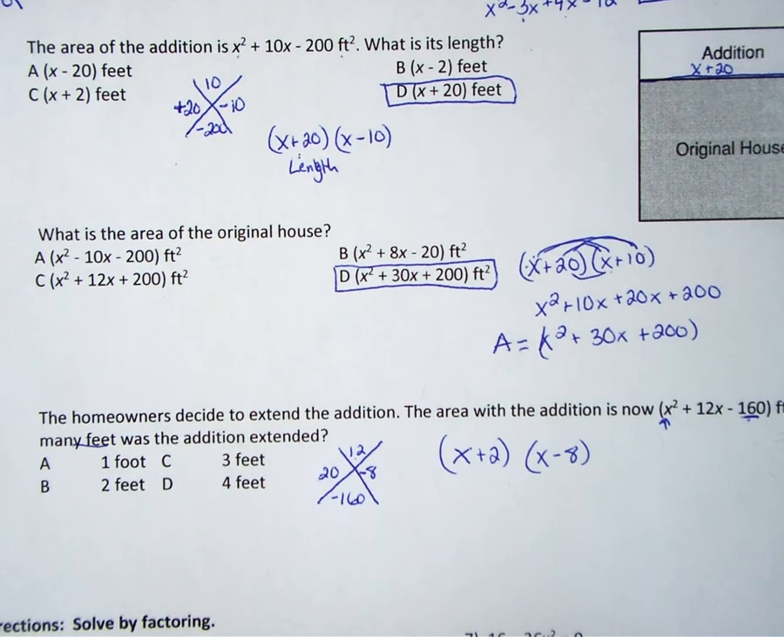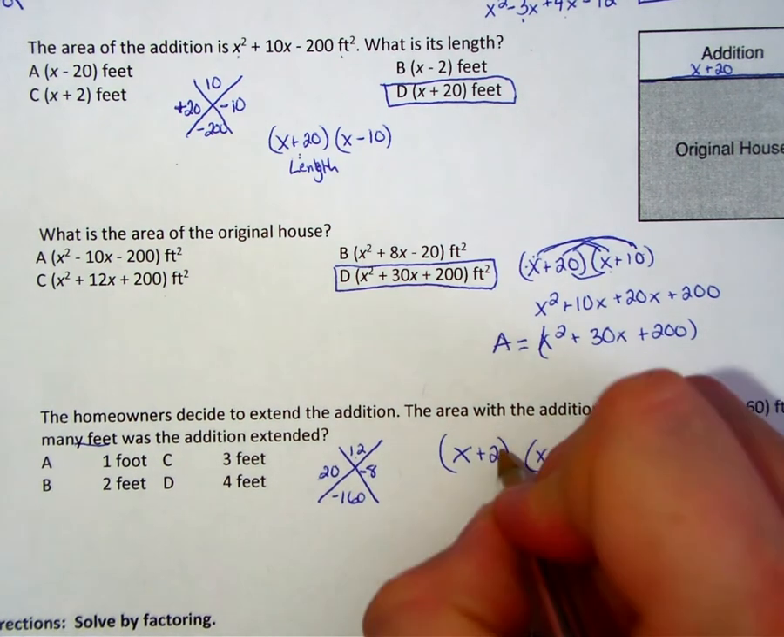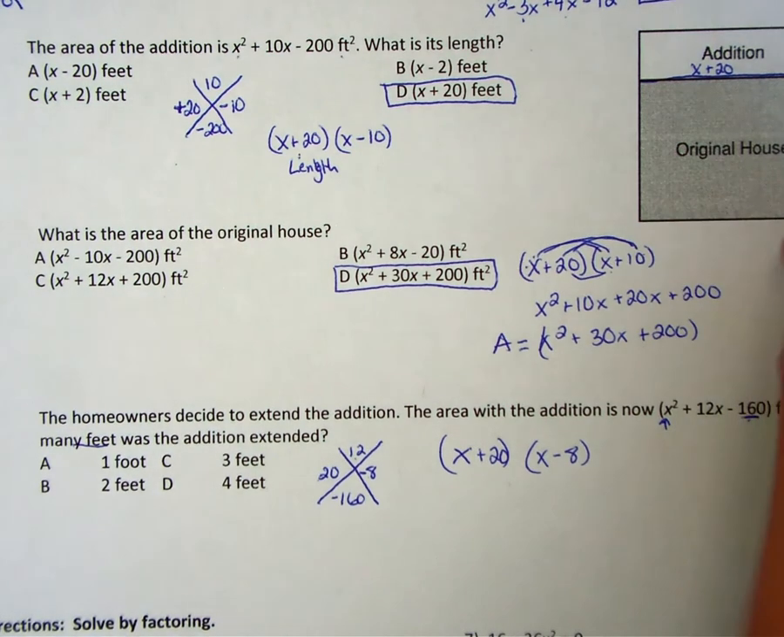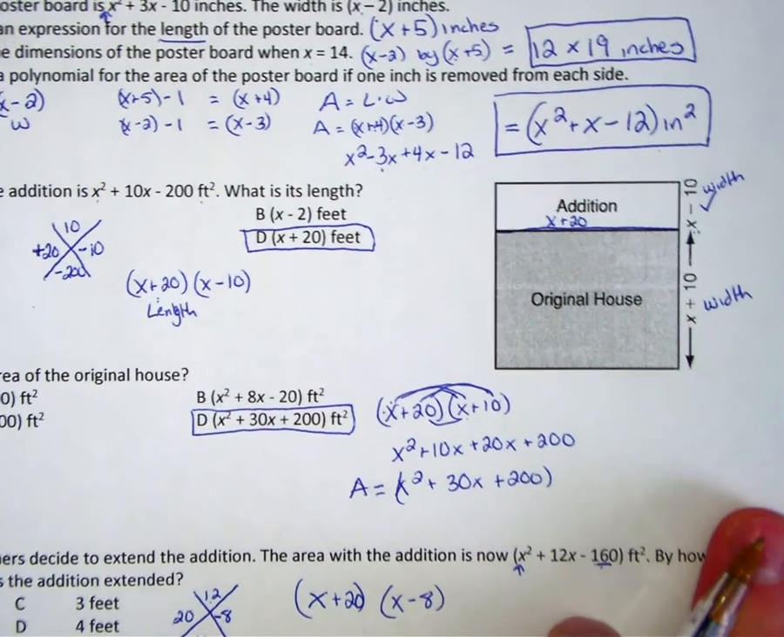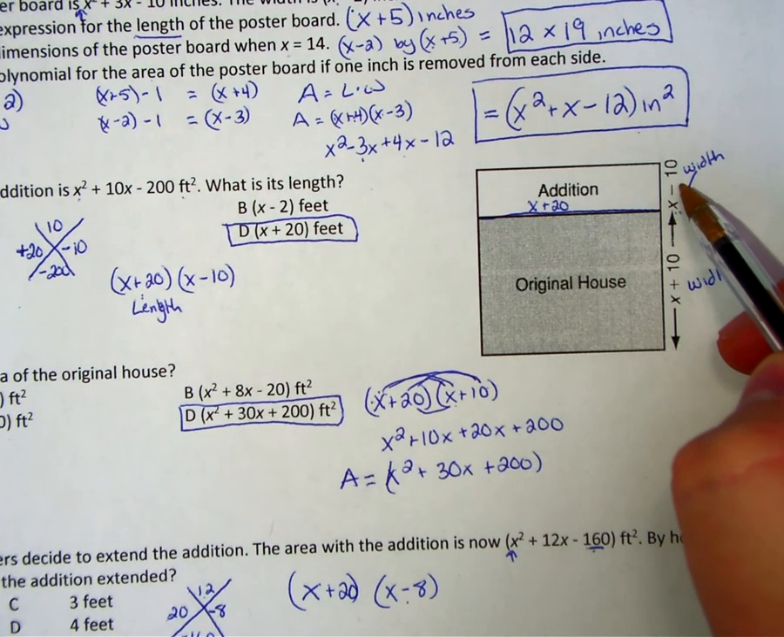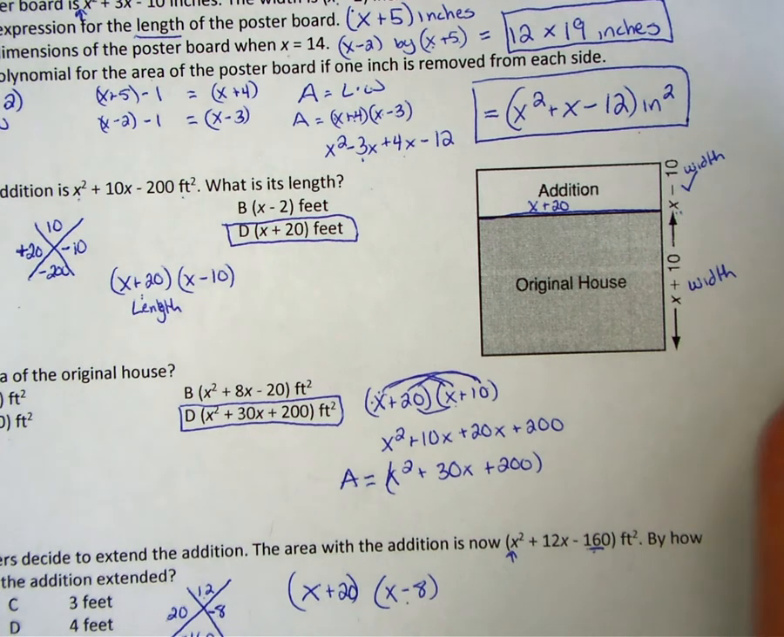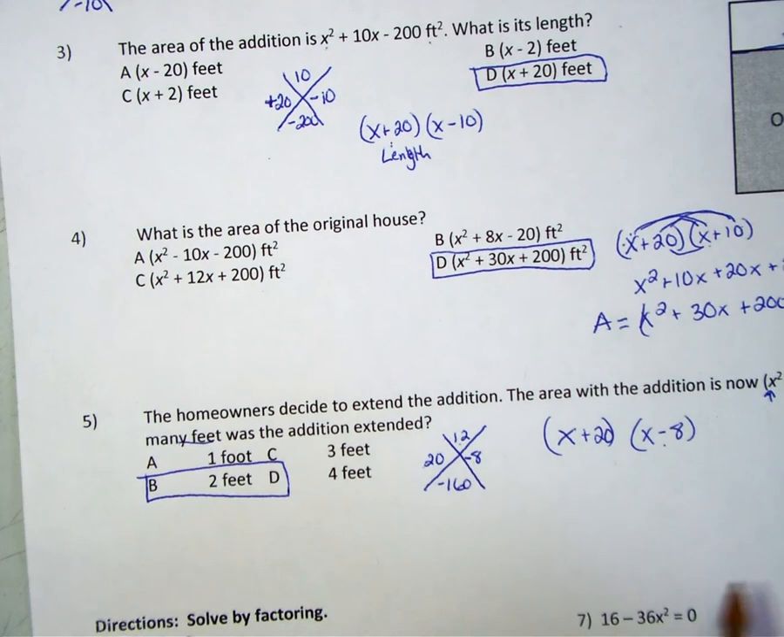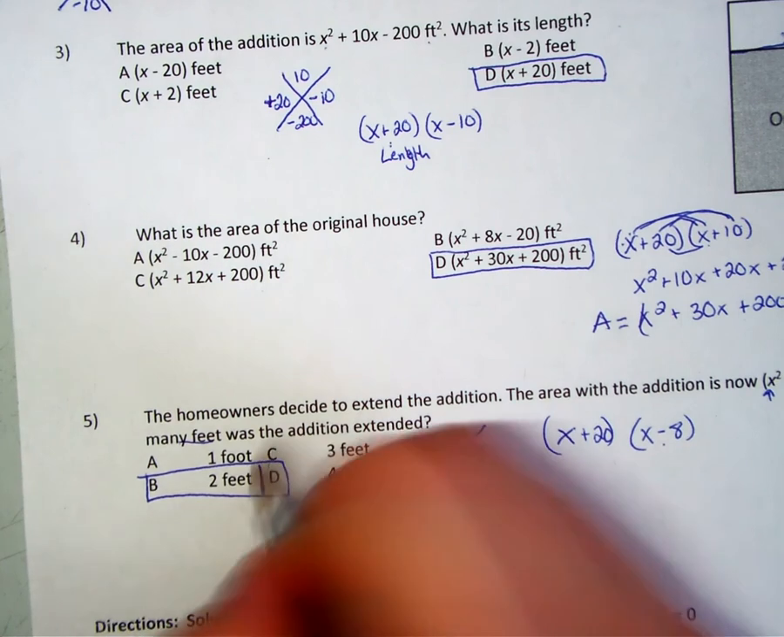All right. Well, how many feet were added to the extension? X plus 20 is still the length of the house. Nothing was changed there. But notice, we went from an x minus 8 to an x minus 10. So what is the difference? The difference is 2 feet. Oops. Didn't need that D over there.